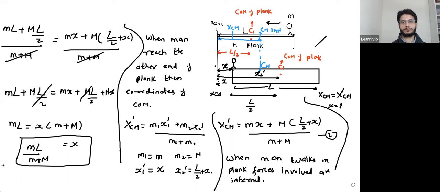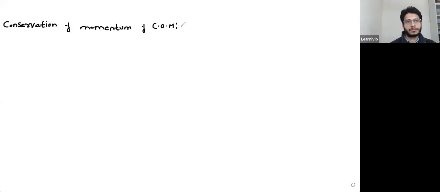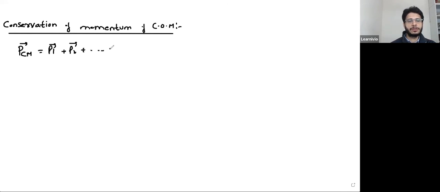Is it clear? Okay, the next topic is conservation of momentum of center of mass. The momentum of center of mass is the vector sum of momentum of individual particles. So that's P1 plus P2 up to Pn. If you keep on adding the momentum of individual particles, then that vector sum of momentum of all particles will be the momentum of center of mass.